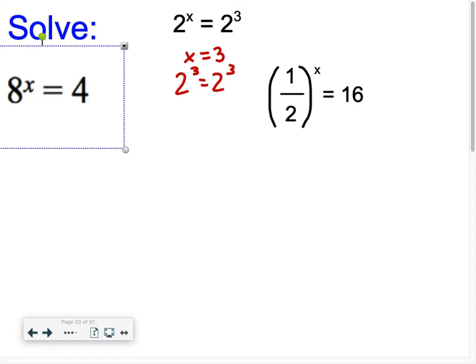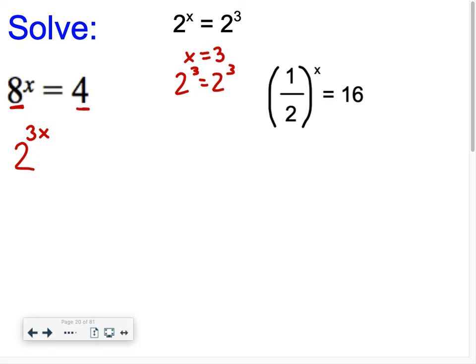So using the strategy from above, if I can get my bases to be the same, then I can just set the exponents equal to one another. So you need to decide, is there a common base between 8 and 4? And hopefully you would catch that they're both powers of 2. So this base of 8 is 2 cubed. But then there's also an x up there, so don't forget about that.